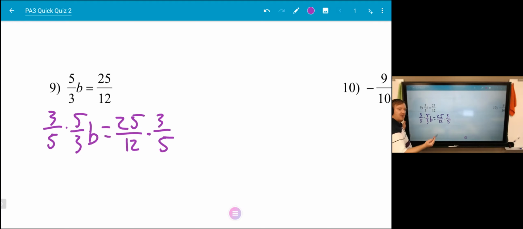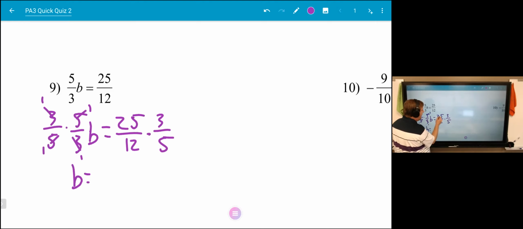And how do I know that this works, right? Well, 3 times 5 is 15. 5 times 3 is 15. And that simplifies to 1. You can cross simplify because it's multiplying. That all becomes 1.